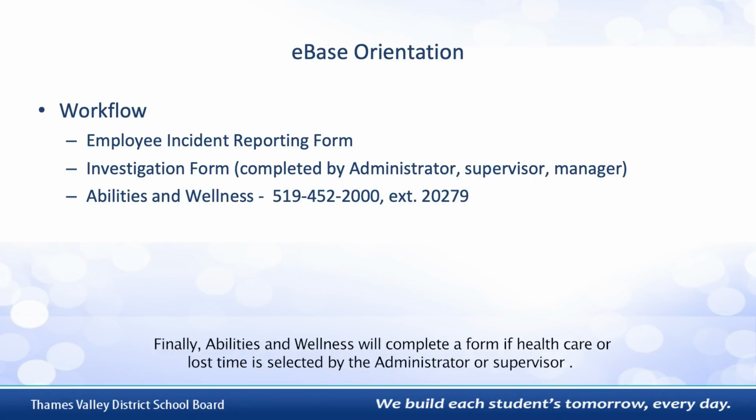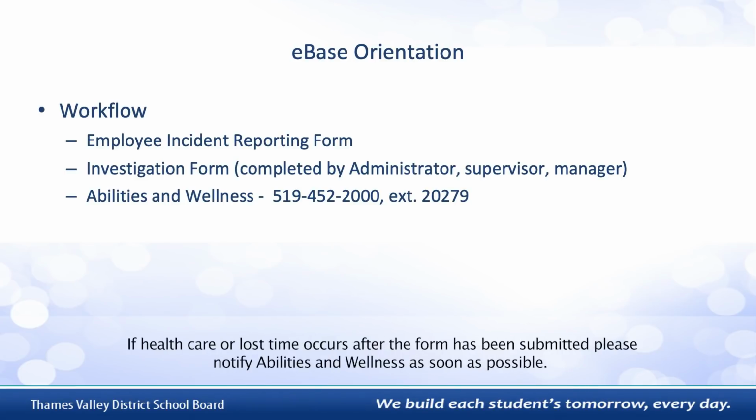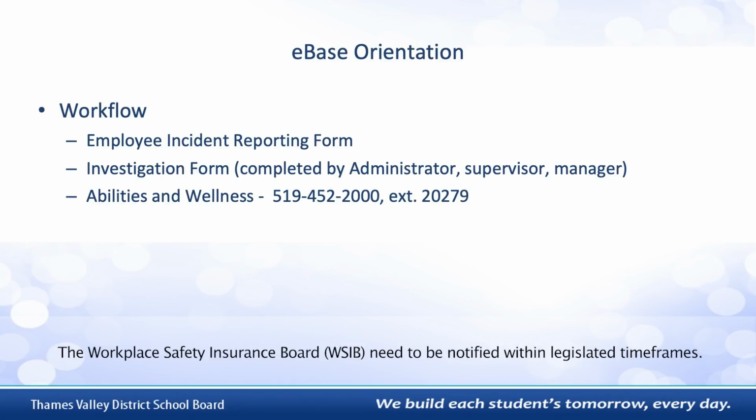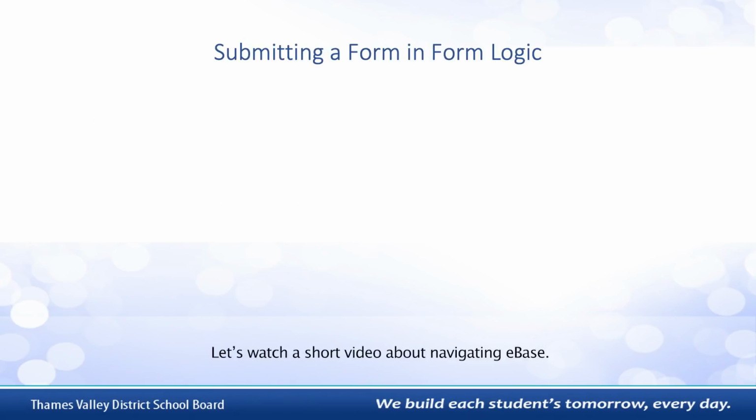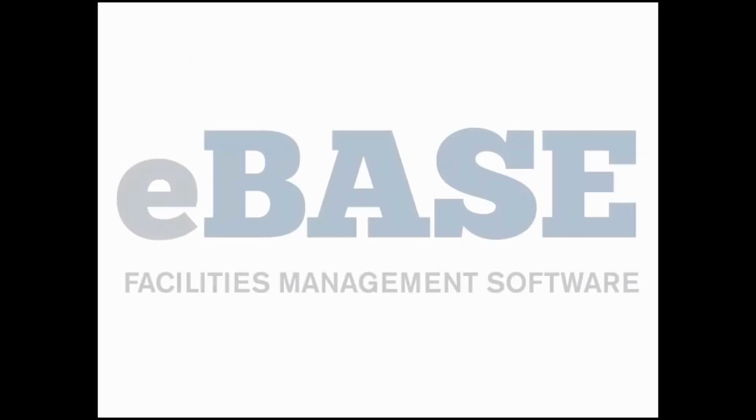Finally, Abilities and Wellness will complete a form if healthcare or lost time is selected by the administrator or supervisor. If healthcare or lost time occurs after the form has been submitted, please notify Abilities and Wellness as soon as possible. There are Workplace Safety Insurance Board (WSIB) forms that need to be completed within legislated timeframes. Let's watch a short video about navigating eBase.